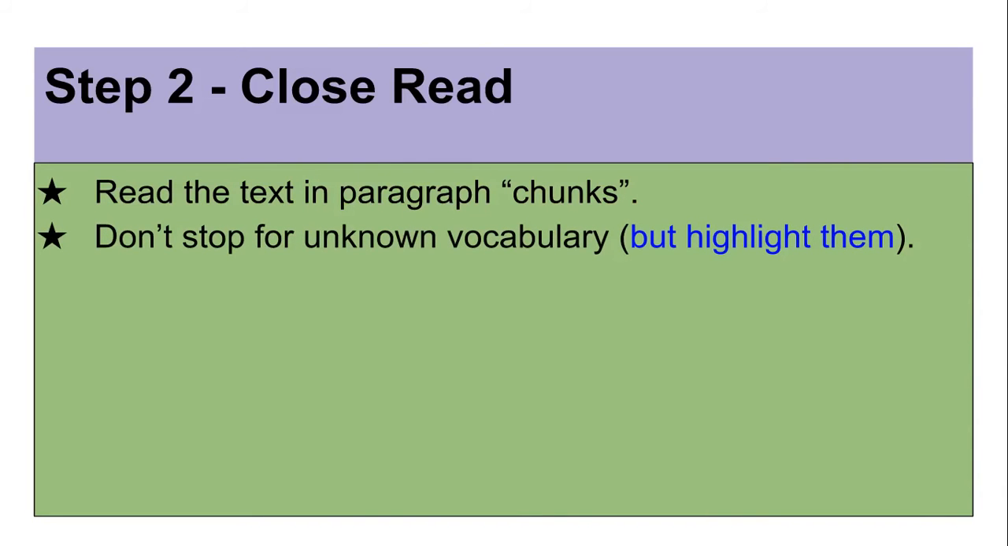So what this means is you shouldn't be stopping during your deep read or your close read. You shouldn't be stopping for unknown vocabulary words. You should highlight them. So have a highlighter with you and highlight words that you don't know, but don't move away from the text. And what we mean by that is you shouldn't be jumping to your dictionary every time that you see a new word.